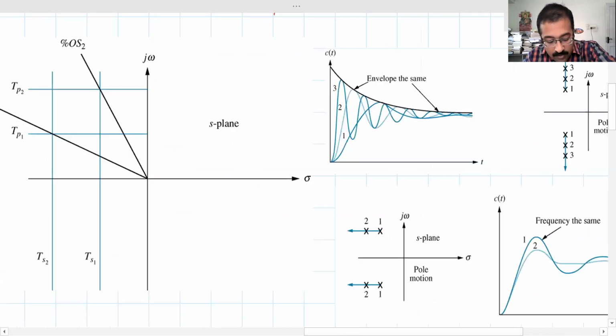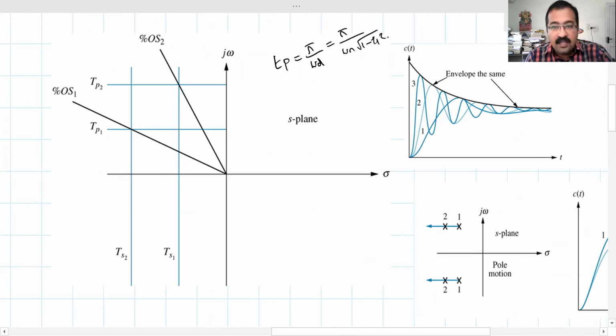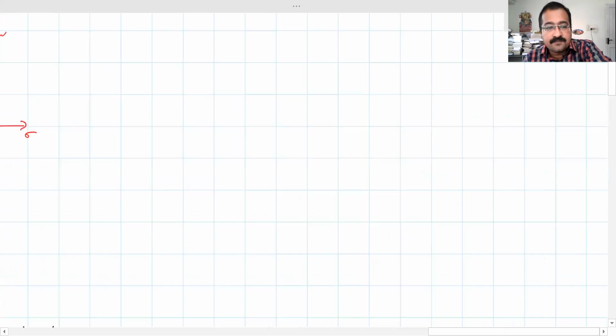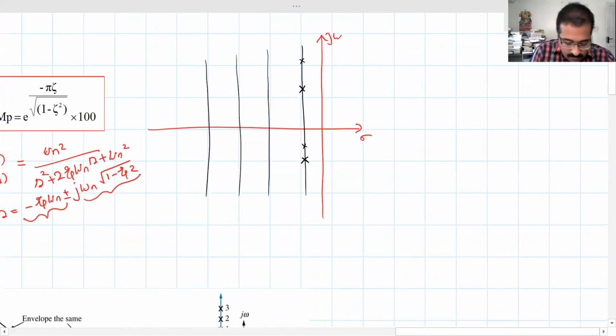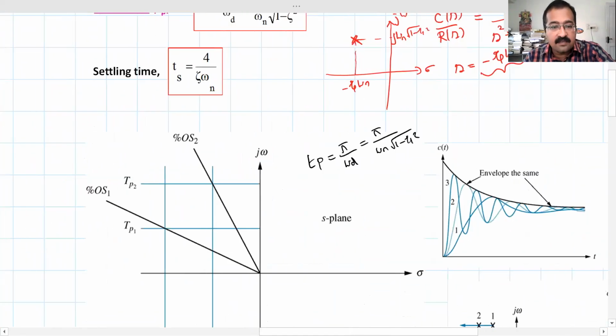Similarly, what do horizontal lines represent? Horizontal lines represent constant peak time lines. Why constant peak time? Because what was peak time Tp? Tp was pi by omega d, or pi by omega n into root of 1 minus zeta square. And what is omega n into root of 1 minus zeta square? It is nothing but the imaginary part of the poles. So that means horizontal lines in the S-plane represent constant peak time lines.